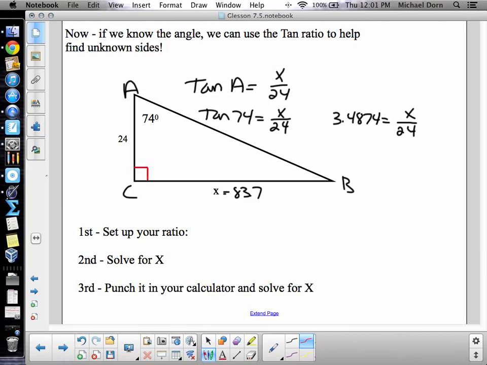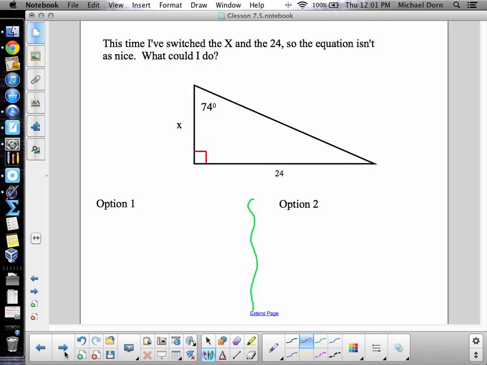So again, doing these problems, we just set up an equation and solve it. That's the way we solve these tangent problems. So there is a second option. The other option would be to go to the other angle. I could find that third angle at 16.